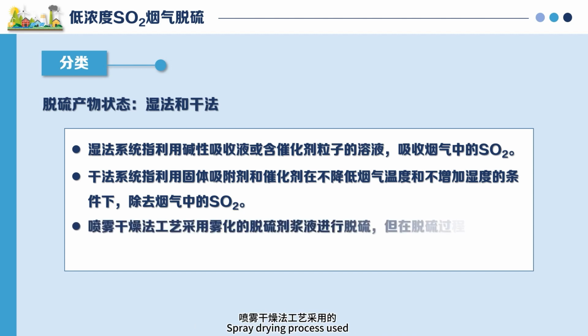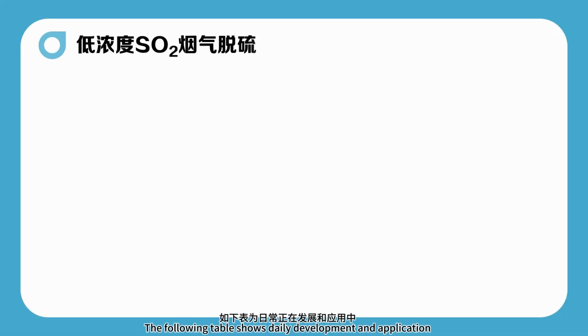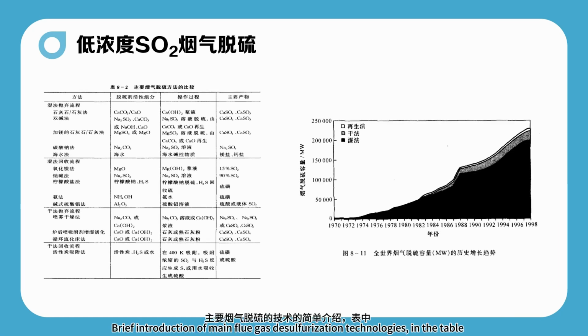The spray drying process desulfurizes by atomized desulfurizer slurry. During desulfurization, the spray droplets evaporate and dry, so the final desulfurization product is dry. Therefore, it is often called the wet-dry or semi-dry method. The following table shows a brief introduction of the main flue gas desulfurization technologies in development and application.